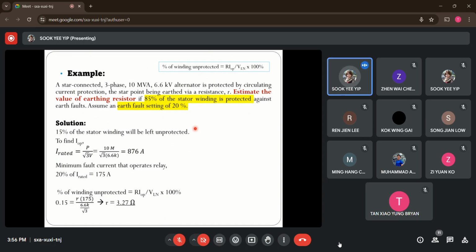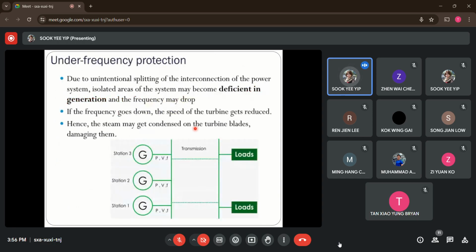Right, so now I will give you a 5 minute break. I will continue the topics we have for the generator protection.